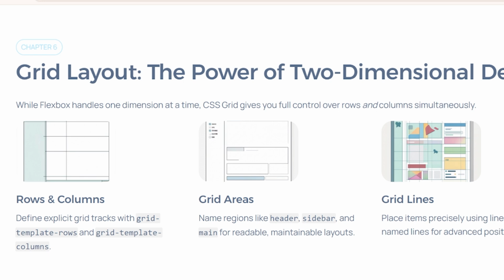Okay, the next one is grid line. Grid line helps place the items precisely on the page. Okay, you place items using line numbers or named lines for advanced positioning.